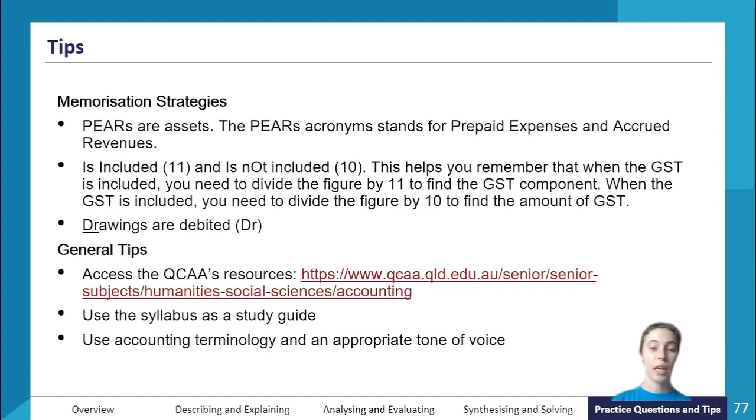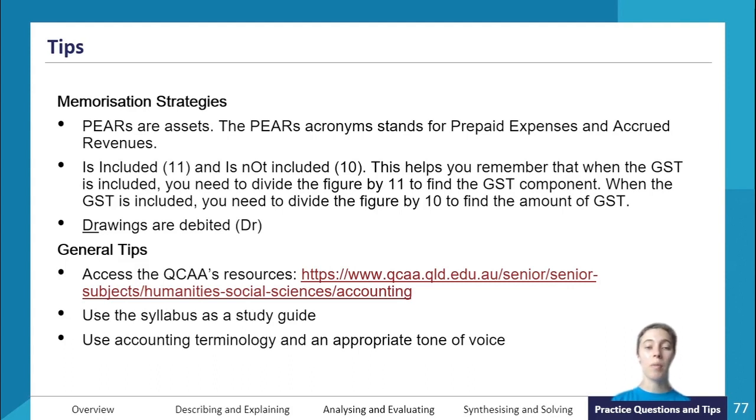In terms of GST, if it's included, then you need to divide by 11. If it's not included, you need to divide by 10 in order to calculate the GST component. So earlier we had figures in our under and over provision examples where the GST was included, and we divided by 11 because of that. If it wasn't included and we needed to calculate GST, we would divide by 10.